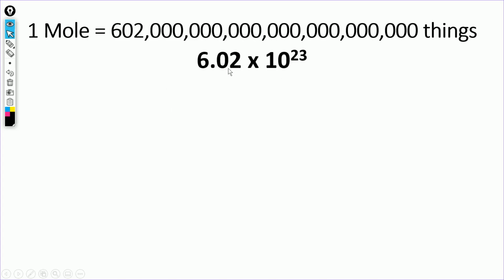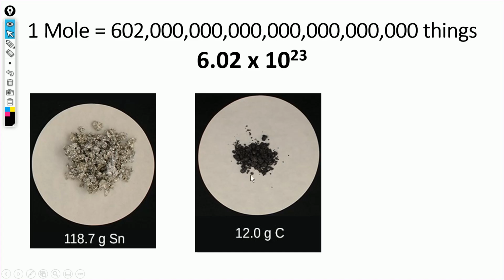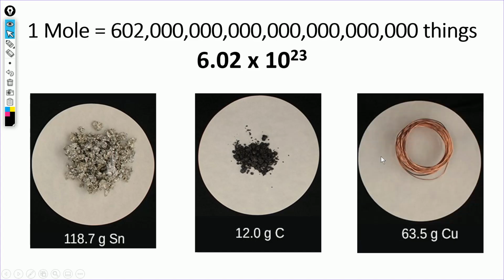So you have 6.02 times 10 to the 23rd. As scientists, that's the number we like to write. Now, what does a mole of tin look like? A mole of tin looks like this. A mole of carbon is this much. There are 6.02 times 10 to the 23rd tin atoms in this picture. There are also 6.02 times 10 to the 23rd carbon atoms in this picture. And there are 6.02 times 10 to the 23rd copper atoms in this picture, right?